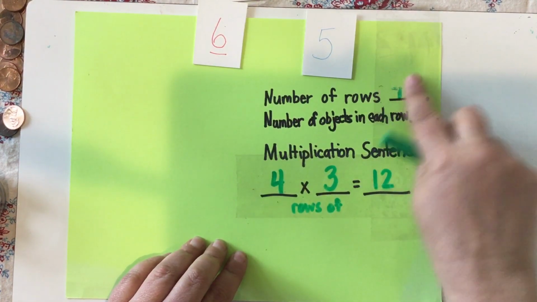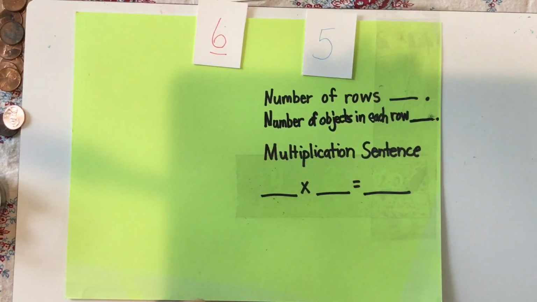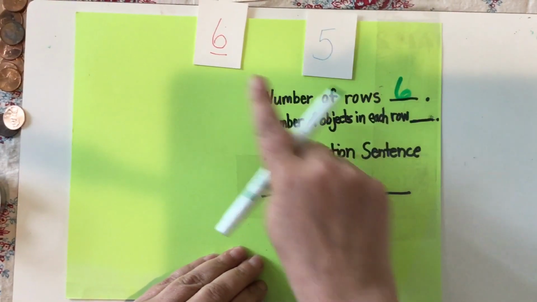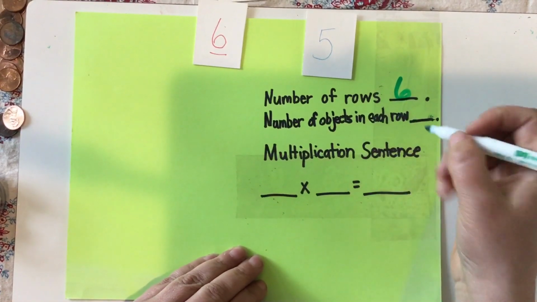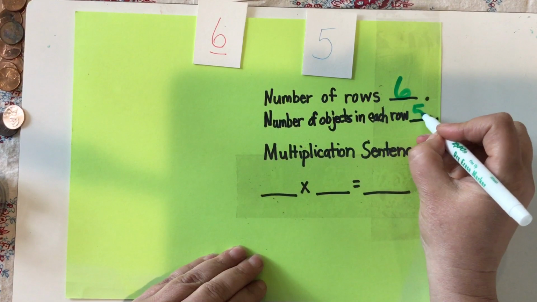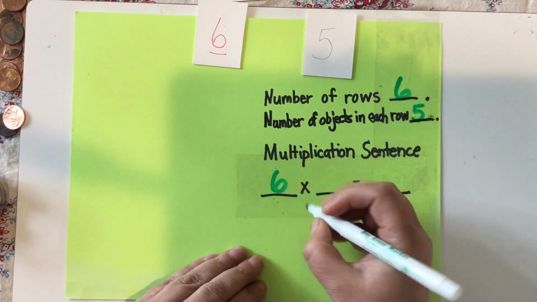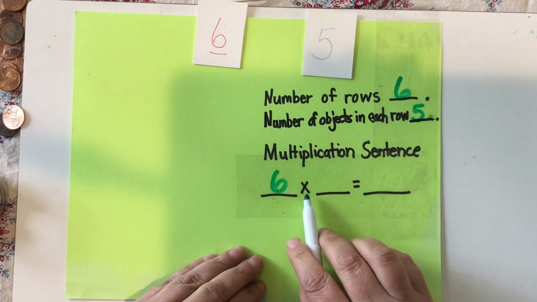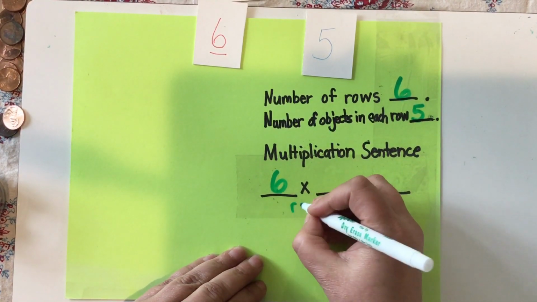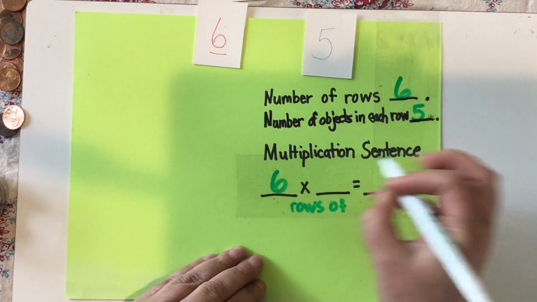Look what I have now. So I'm going to do 6 rows, and the number of objects in each row is going to be 5. So I'm going to have 6. Remember we say groups of, but in this case we're saying rows of. I'm going to have 6 rows of 5.